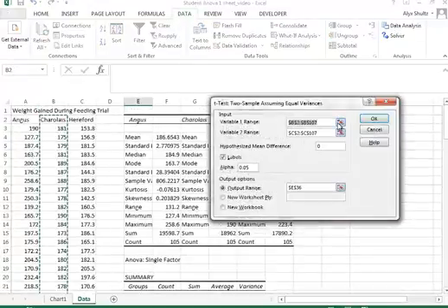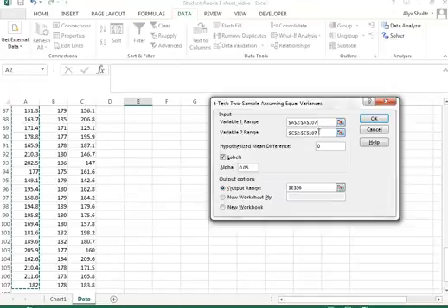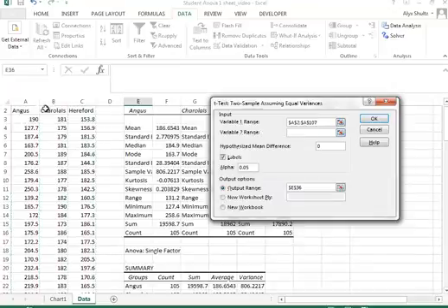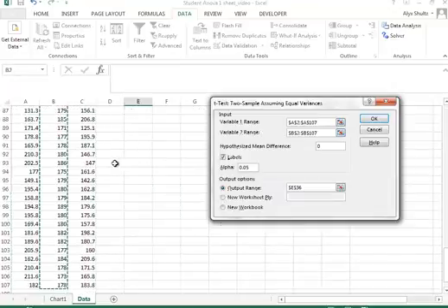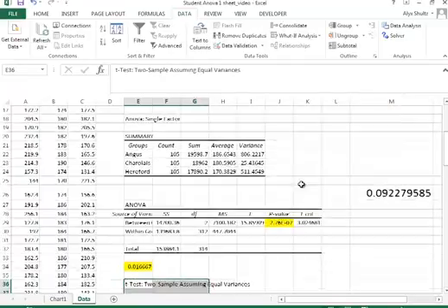And then for our first one, we'll do Angus compared to Charlotte. So I'll just highlight Angus, highlight Charlotte. Hypothesize mean difference, we'll set it to 0. I did include labels, and for the output range, I'll just choose a cell beneath the bone growth correction. And there we have it.